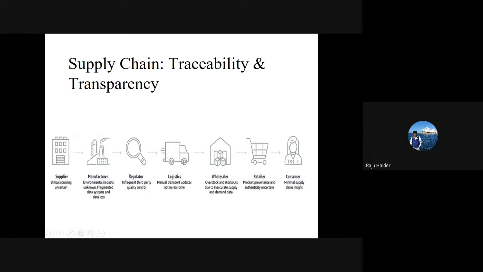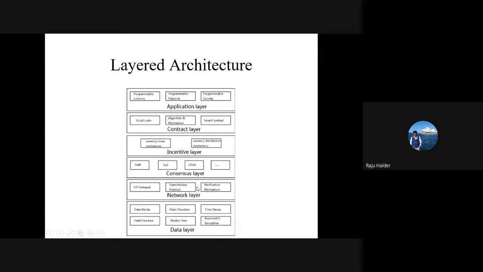And even during transportation, whether the temperature and all these things were maintained or not, everything can be stored in the blockchain, in the smart contract, and the consumer can get to know. How many wholesalers were involved, who was the retailer. So every detail the consumer can see, and can verify whether whatever he is purchasing is the right product or not.